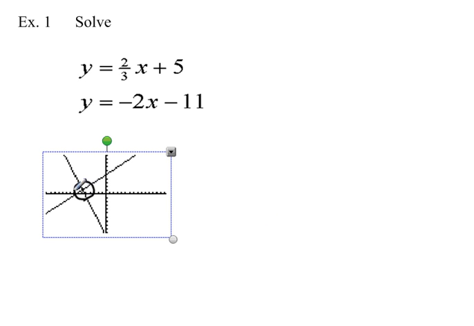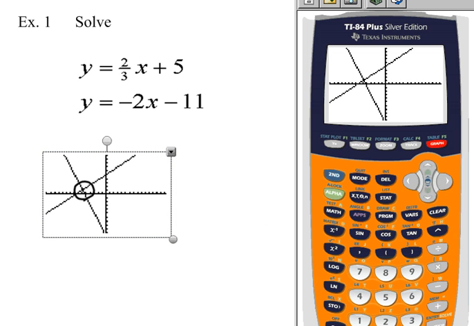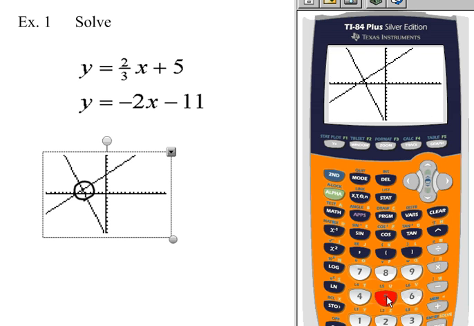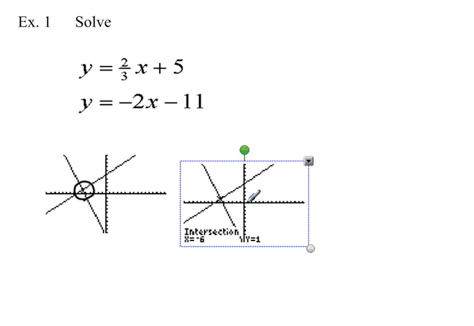Now we can just count on our screen, but that might not be the most accurate way to do this. So another thing we can do on our calculator is if we press our second key and then the trace key, we get into this calculate menu. And we can calculate the intersection of these two lines. So we're asked first curve, let's just hit enter for that. Second curve, hit enter again. And then guess, we can just hit enter once again. There we go. And it tells us that that intersection is at negative 6, comma 1.